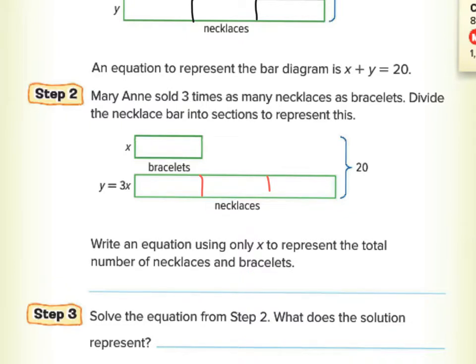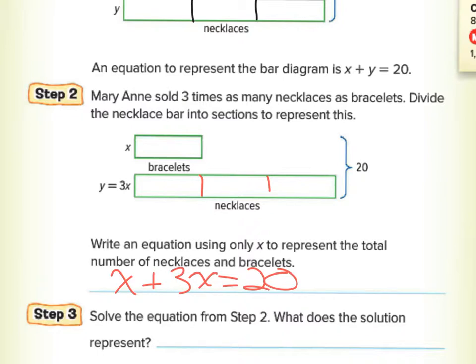Write an equation using only x to represent the total number of necklaces and bracelets. So using only x, what we want to do is we want to say x plus 3x, 3 times x, equals 20. What that means is, right here, I have my number of bracelets, right? And over here, I have bracelets again 3 times. This 3 times the number of bracelets is my necklaces. And it all equals 20.